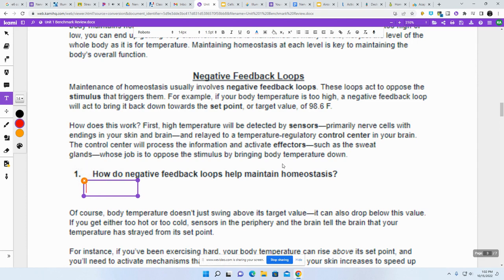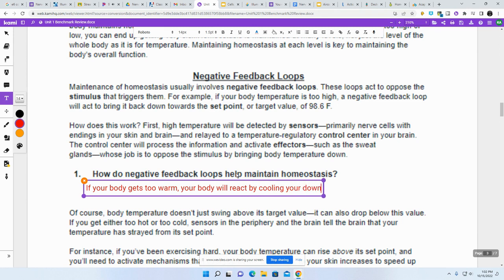So let's see. How do negative feedback loops help to maintain homeostasis? I'm going to give an example. If your body gets too warm, your body will react by cooling you down.